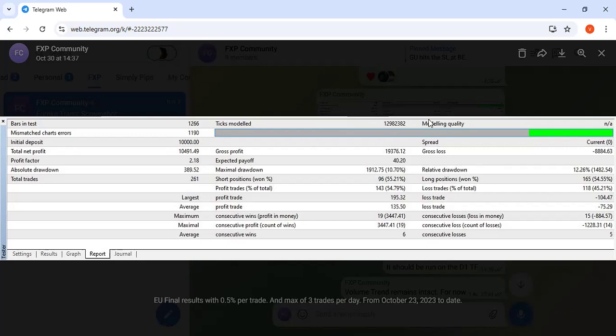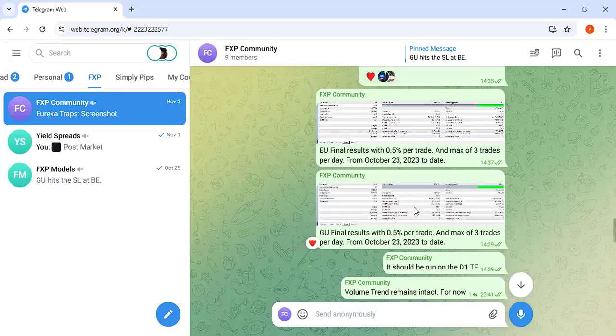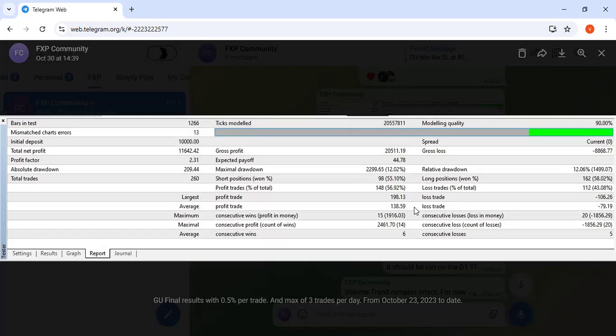All right, so this was actually achieved on just one pair, just on EU. And if we look at GU, the results get better, although of course there is usually a slight trade-off. So with GU, we are getting 116% with the maximum drawdown being around 12%. If we look at it, you'll see that the absolute drawdown is actually 209. So if we start from exactly where we started, then what you would have lost is about 2%.